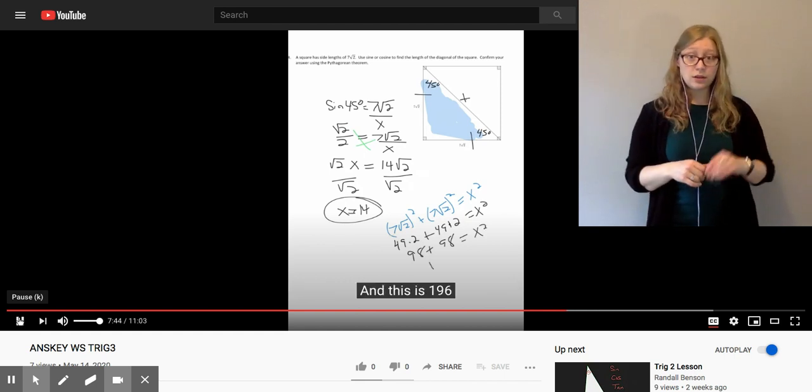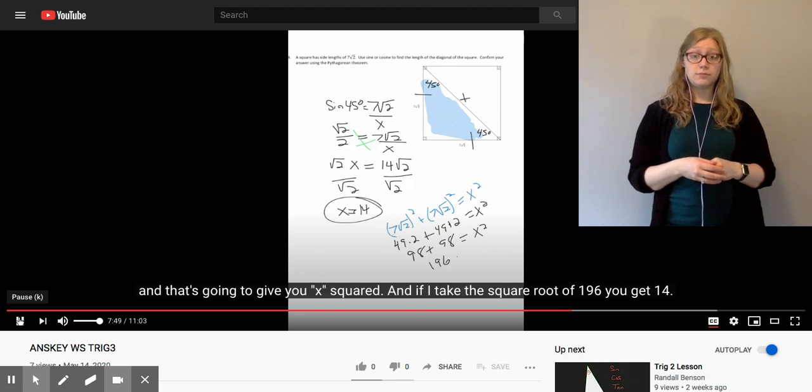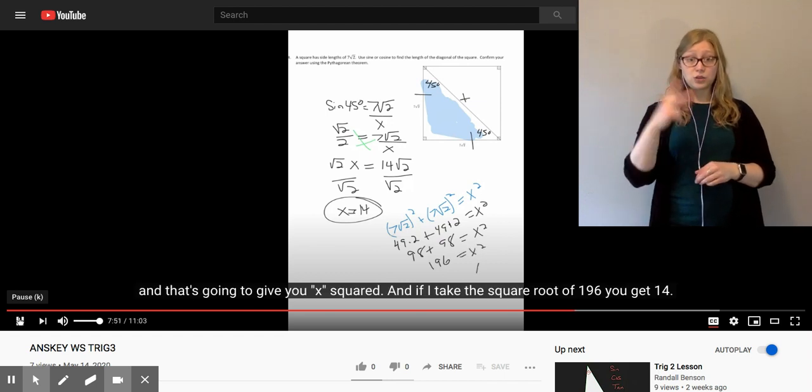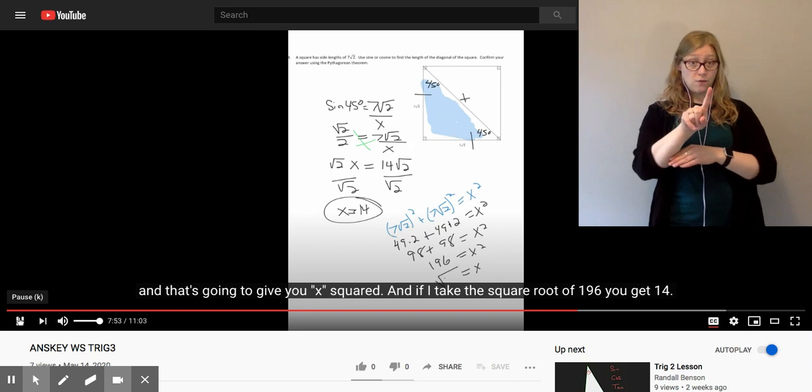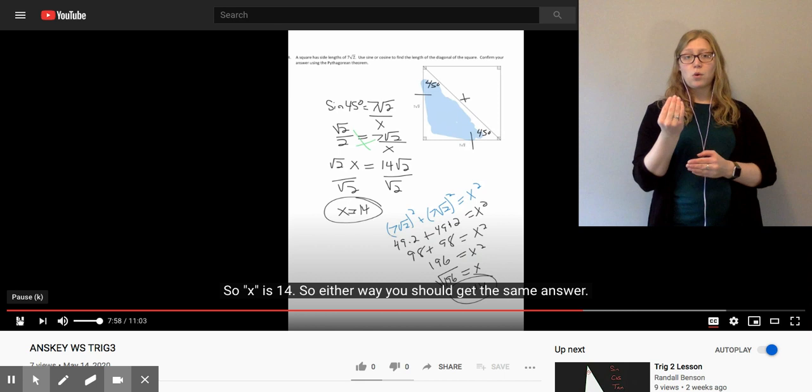And this is 196. And that's going to give you x squared. And if I take the square root of 196, you get 14. So x is 14. So either way, you should get the same answer.